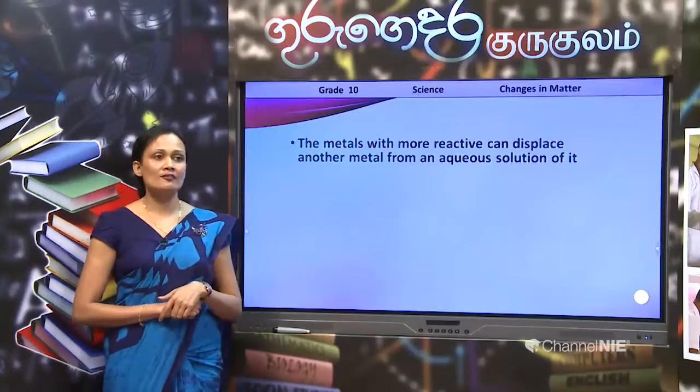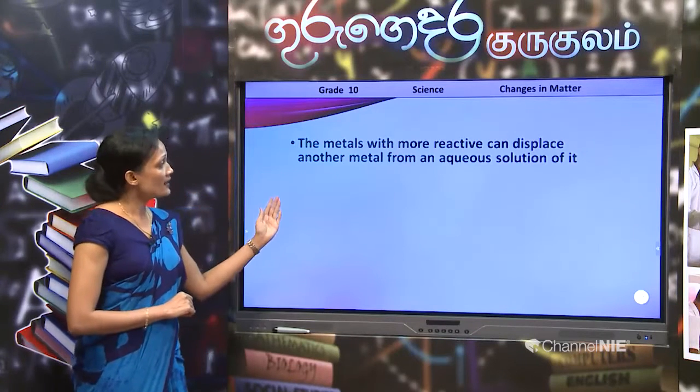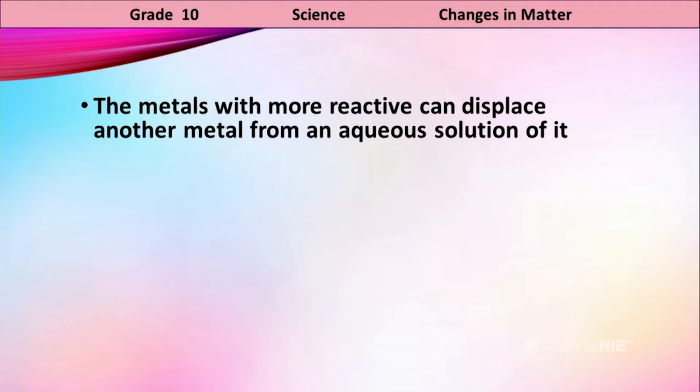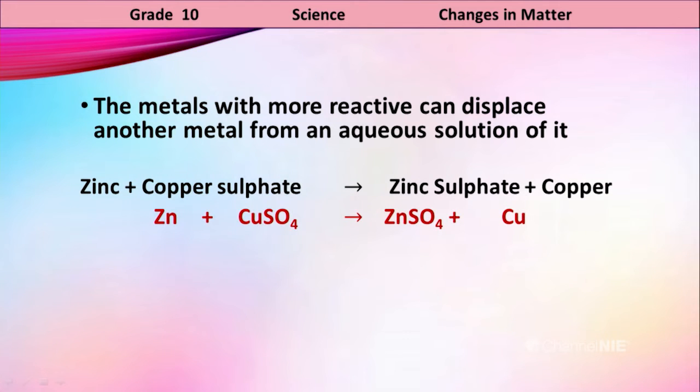The reason is their reactivity. So, I am going to explain about that. The metals with more reactivity can displace another metal from an aqueous solution of it. That's why when we are adding zinc into copper sulfate, they form zinc sulfate and copper. Here zinc is more reactive than copper. That's why it reacts with copper sulfate.